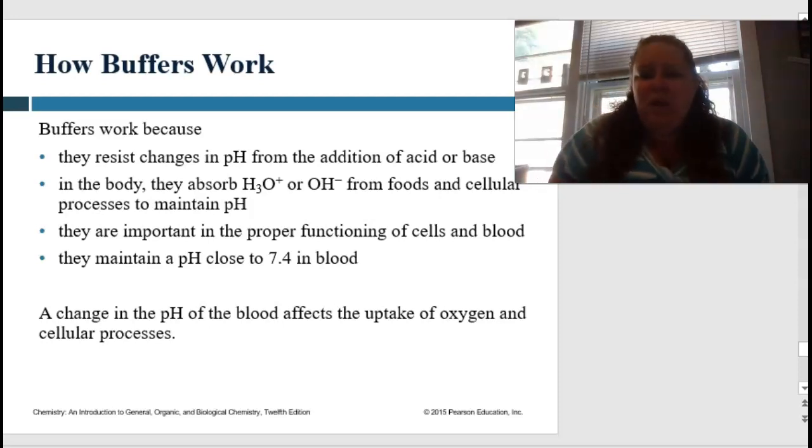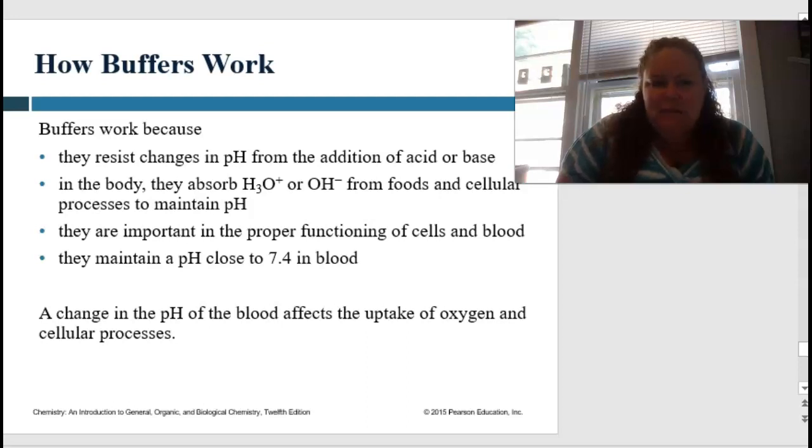And a change in the pH of the blood, again, is going to affect a lot of things. One of the main things is it's going to affect the uptake of oxygen in cellular processes. Okay, because remember, hemoglobin is very much regulated by the concentration of hydrogen ions. That's actually called the Bohr effect. Okay, look it up. It's kind of cool.